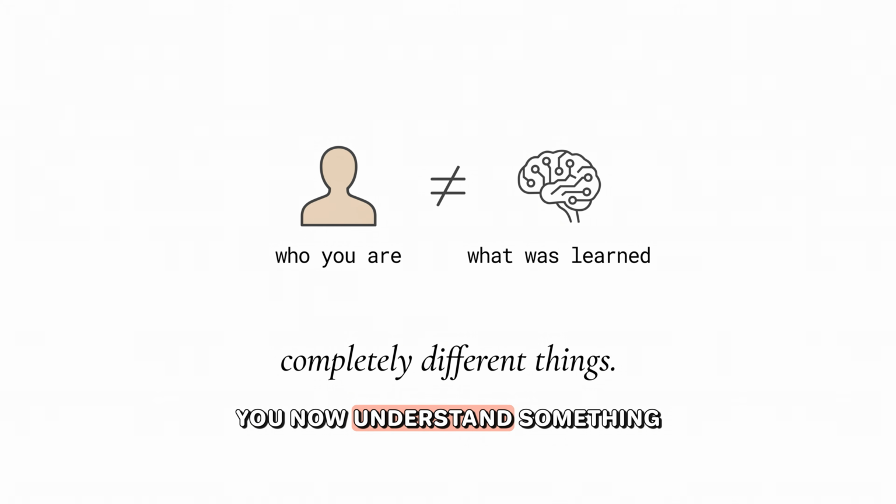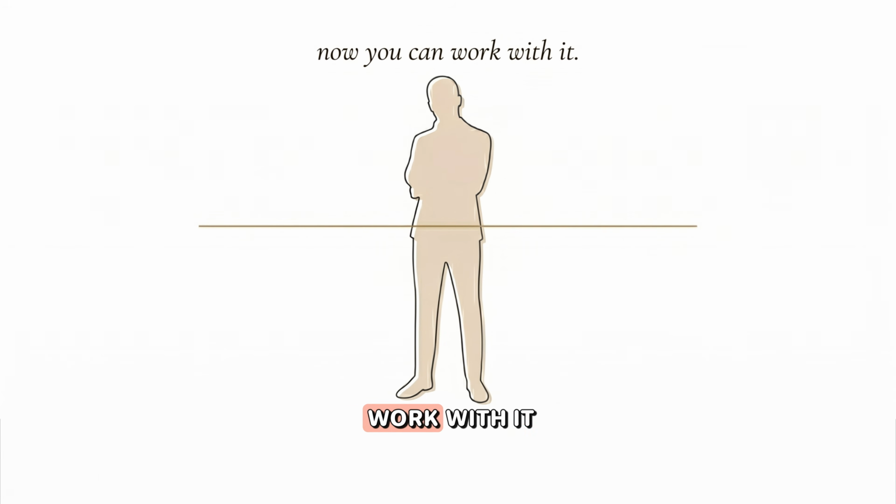You now understand something most people spend years in therapy working toward. Your relationship patterns are not evidence of who you are. They are evidence of what your nervous system learned to expect. That is a completely different thing. And now you can work with it.